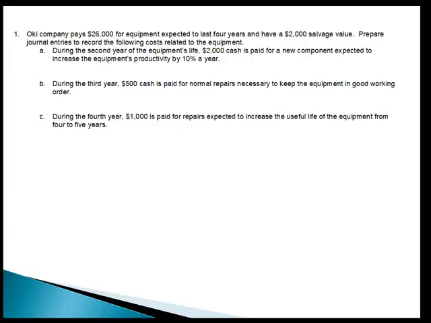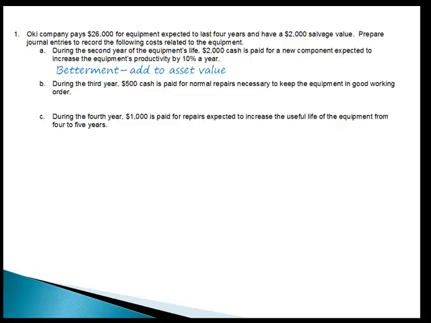So here's from your handout. Oki Company pays $26,000 for equipment expected to last 4 years and have a $2,000 salvage value. Prepare your journal entries to record the cost related to this equipment. During the second year of the equipment's life, $2,000 cash is paid for a new component expected to increase the equipment's productivity. That's a betterment, and you add it to the asset value. So your debit would be to equipment, your credit would be to cash.